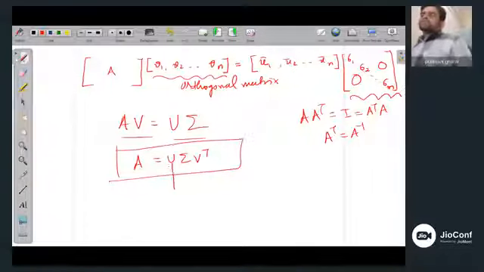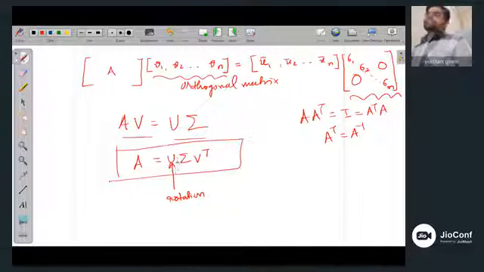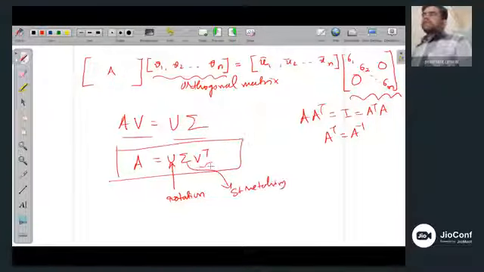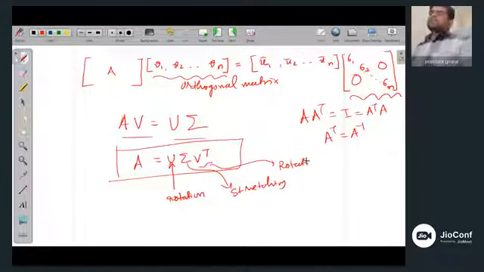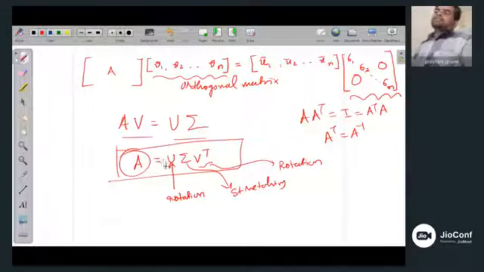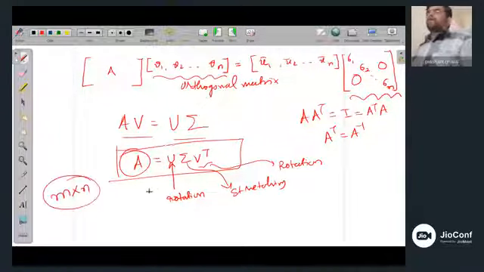So this gives you a rotation, that means the orthogonal things. This is a form of stretching, and this is again a rotation. And this thing is applied for any order matrix. That means if any matrix of order m by n is there, this decomposition of that matrix can be done.